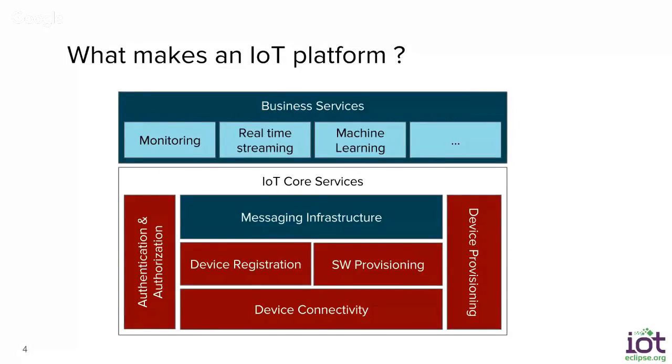There are other services, for example, like the device registration service, because the IoT platform needs to be aware of the devices that can connect to it for allowing them to connect. Then authentication and authorization, of course. And then, for example, device provisioning and or software updating for devices. So the messaging infrastructure plus all these core services make an IoT platform.